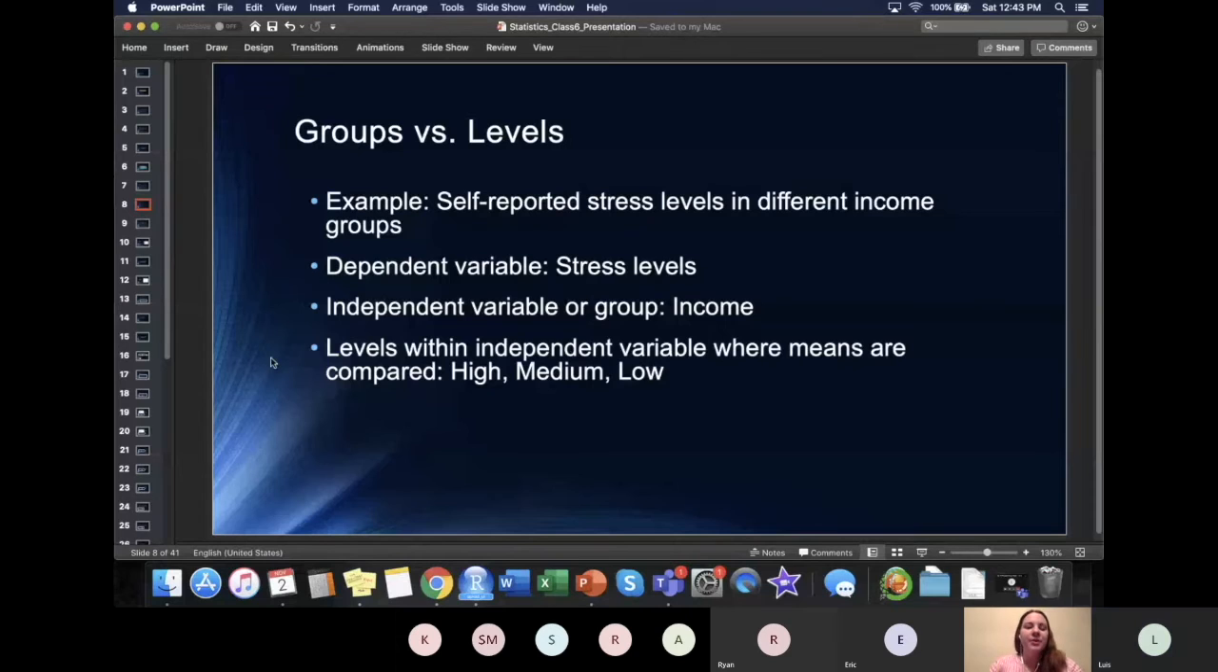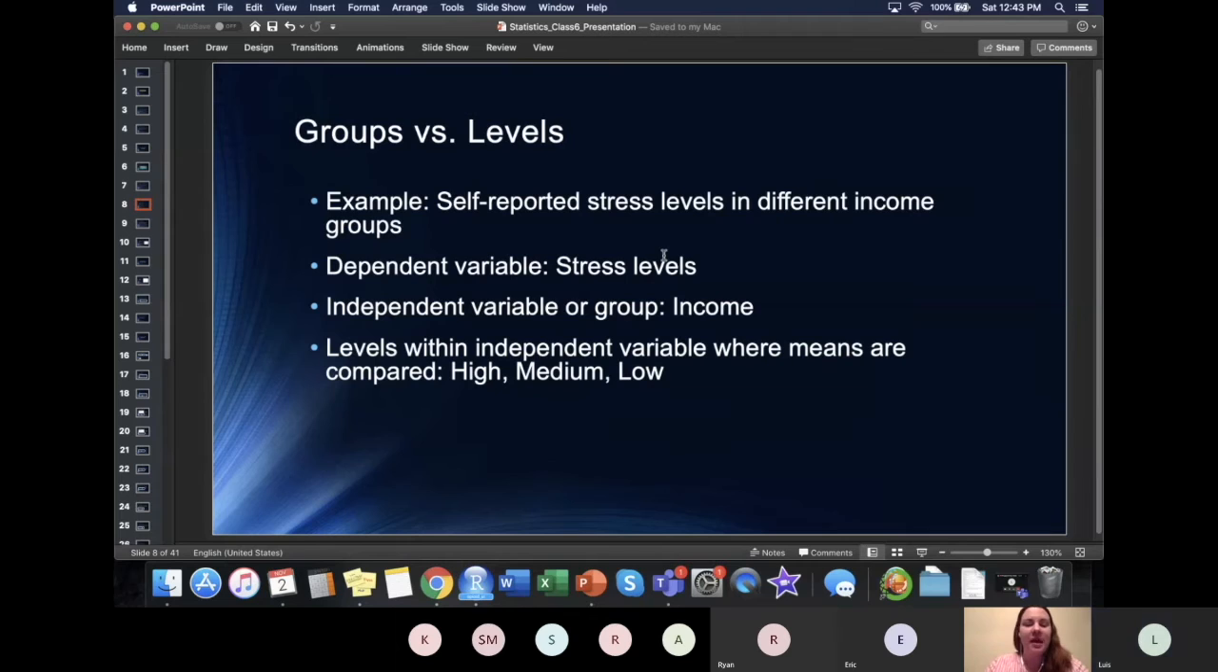So one thing you're hearing me say: groups, independent variables, and levels. What are the differences between those? So when we're looking at our independent variable, that will be a categorical variable, as I said. An example here would be self-reported stress levels and, say, different income groups. So the stress levels themselves, the self-reported stress levels, would be your independent variable. Or in this case, sorry, your dependent variable, that's what you're trying to explain.